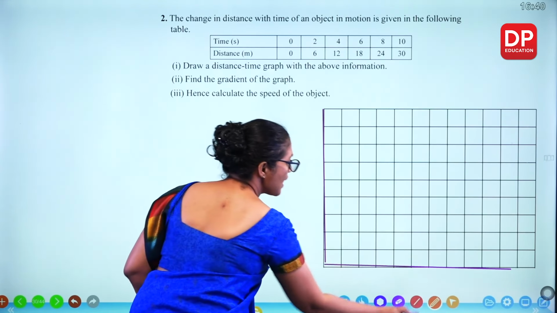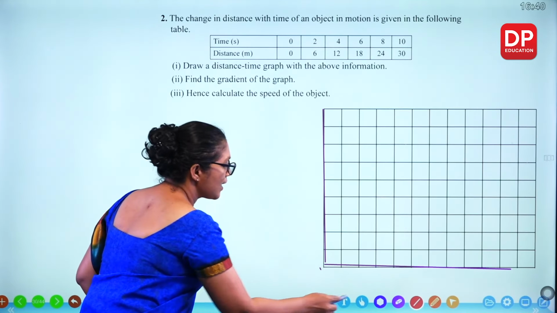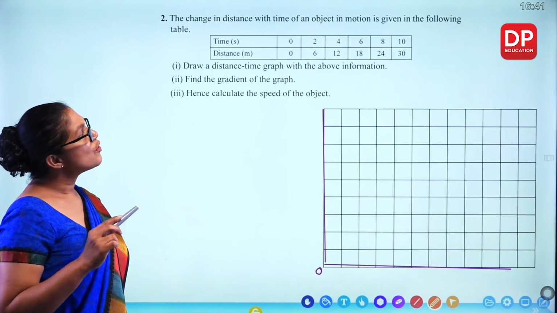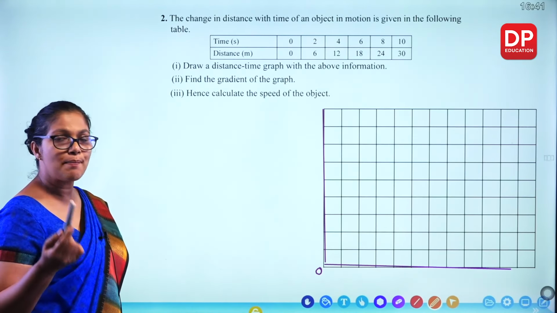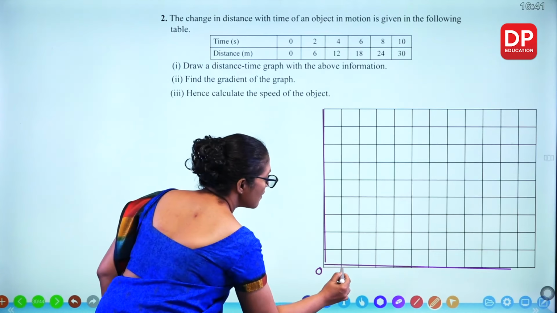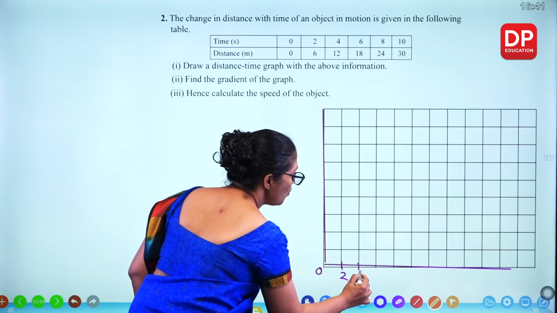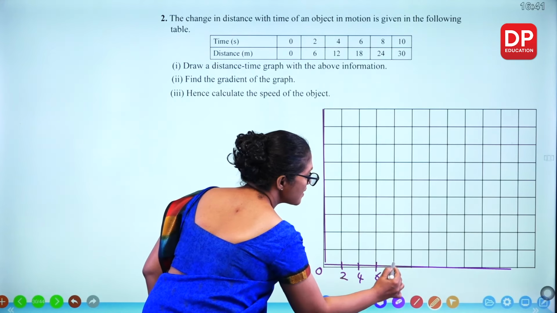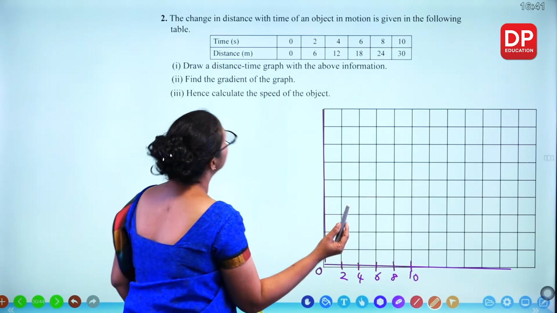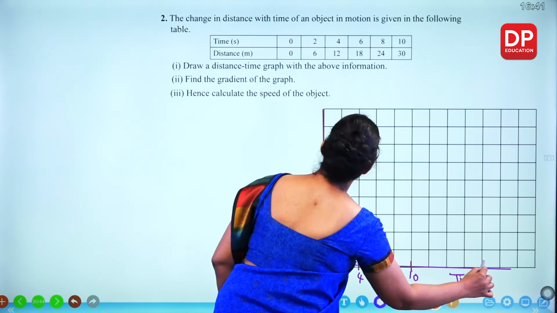When you want to scale it, look at the value. So starting value is 0. I can mark 0 here. Time 0, 2, 4, 6, 8, 10. So what's the maximum? Maximum is 10. So I can take 1 square as 2 units: 2, 4, 6, 8, 10. And what's the unit? Time is in seconds.